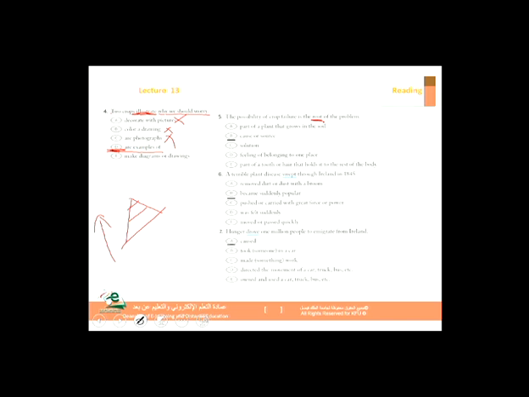Root. We are not referring to the part of the plant that is under the soil. We are talking about the cause. So the possibility of crop failure is the cause of the problem. The cause of the problem, the root of the problem. We use that even in Arabic. Swept means became suddenly popular.